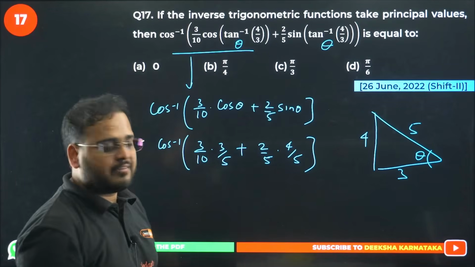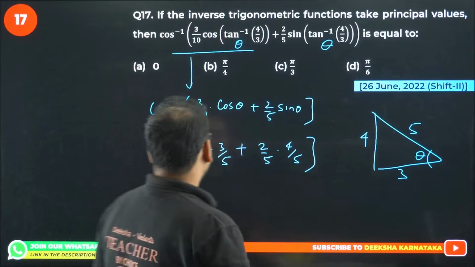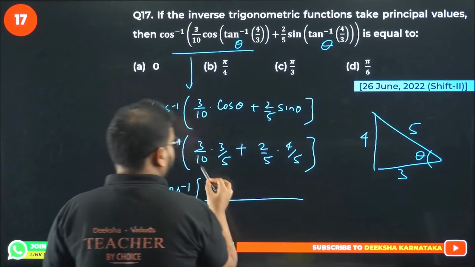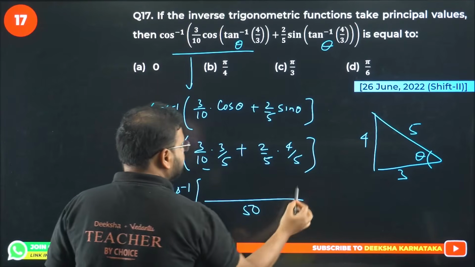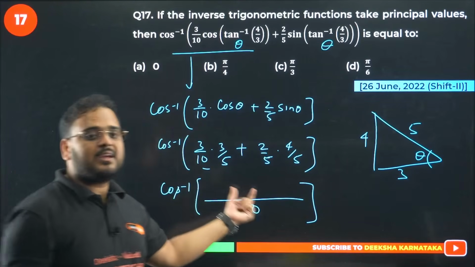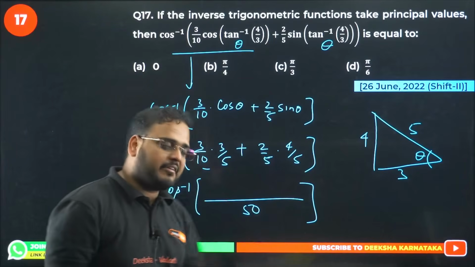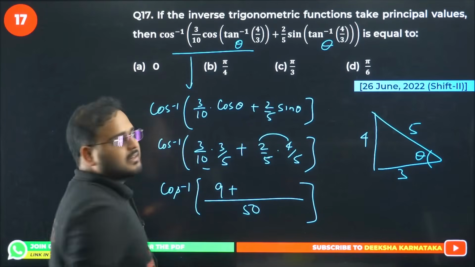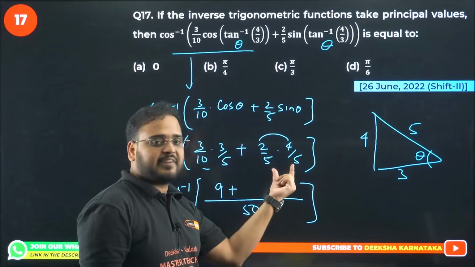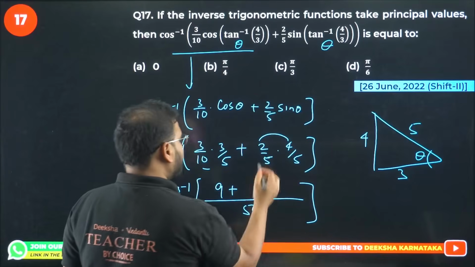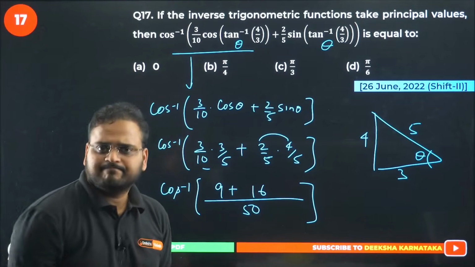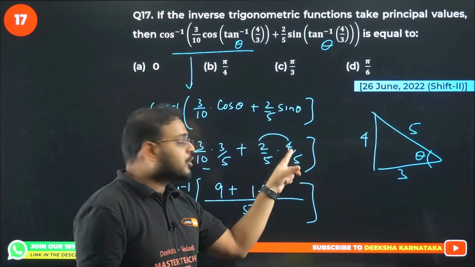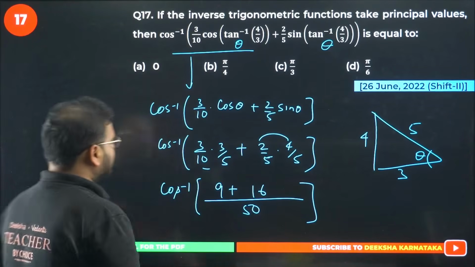Right? 4 by 5. Sin theta is 4 by 5. LCM, cos inverse. 50 here, 25 here. LCM will be 50 only. This is 10 into 5, so 50. 5 into 5 is 25. I get this as 3 into 3, which is 9. 4 into 2 is 8. But LCM is 50 here, this is 25. Multiply that by 2. So 8 into 2 is 16. So 16.